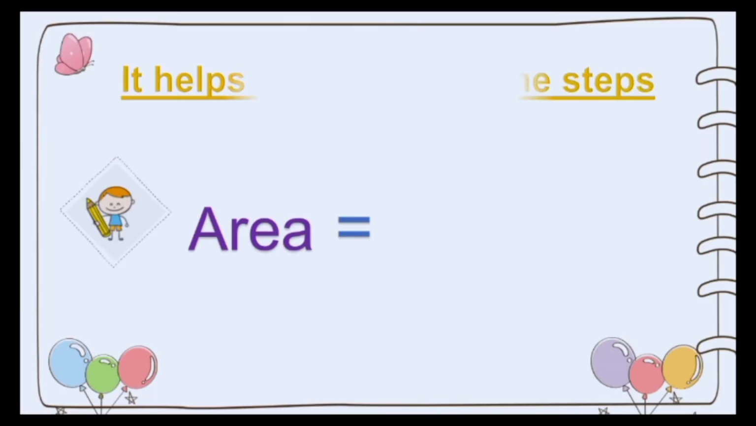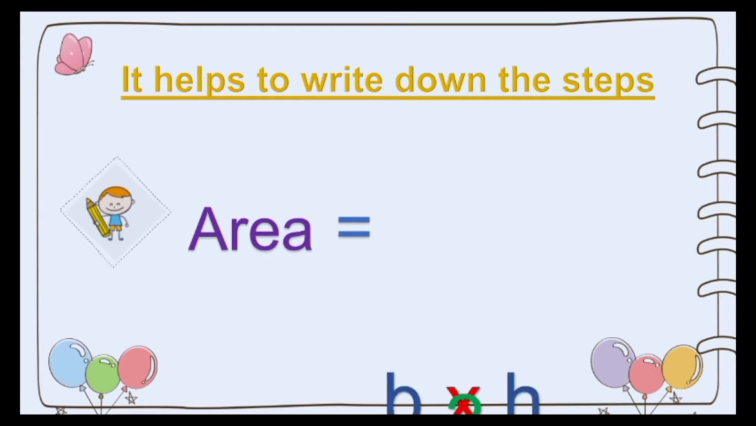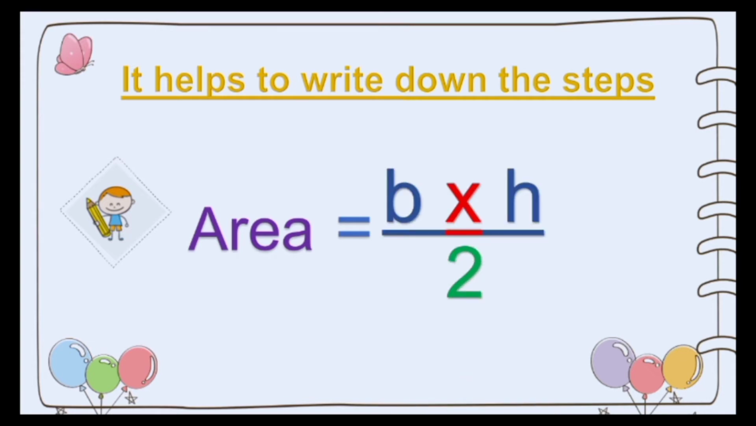When you are finding the area of a triangle by yourself, it will help you to write down the steps before you start. We find the base times the height. Then we divide that by 2. It's like a prompt to help you complete all the steps, and we call it a formula. So the formula is: area of a triangle is base times height divided by 2.